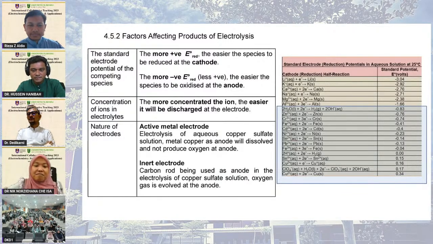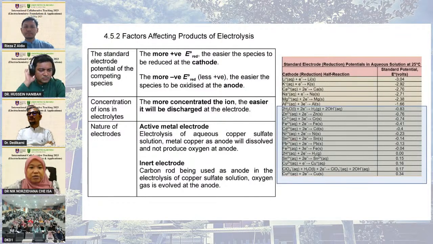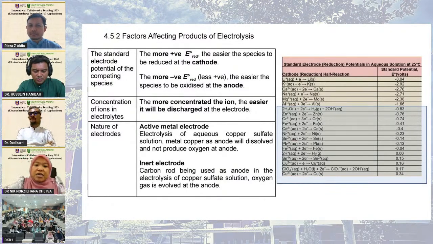All right. And the second factor here is the concentration of the ions in the electrolyte. For sure, a more concentrated ion is easier to discharge at the electrode. The word discharge here means reduce. So discharge, reduce and deposit at the electrode, the cathode one. Okay, and factor number 3 is the nature of the electrodes. Either you use an active metal electrode or an inert electrode.